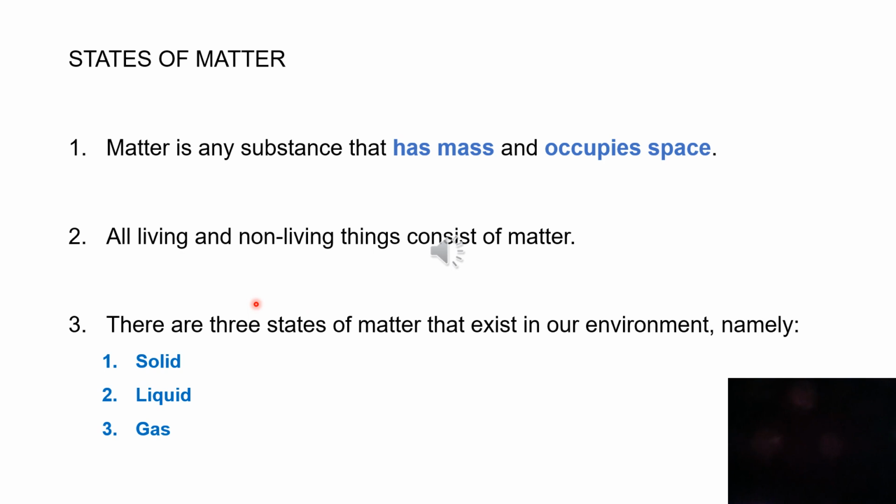Okay, what is matter? Matter is any substance that has mass and occupies space. Please remember this definition, because it may help you to answer questions for paper 2 which need you to give the definition of matter. All living things and non-living things consist of matter. There are 3 states of matter that exist in our environment, which are solid, liquid, and gas.